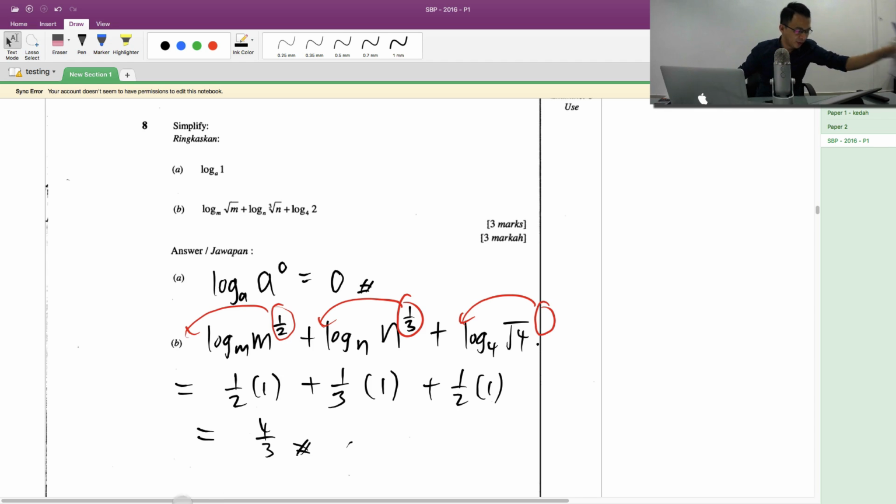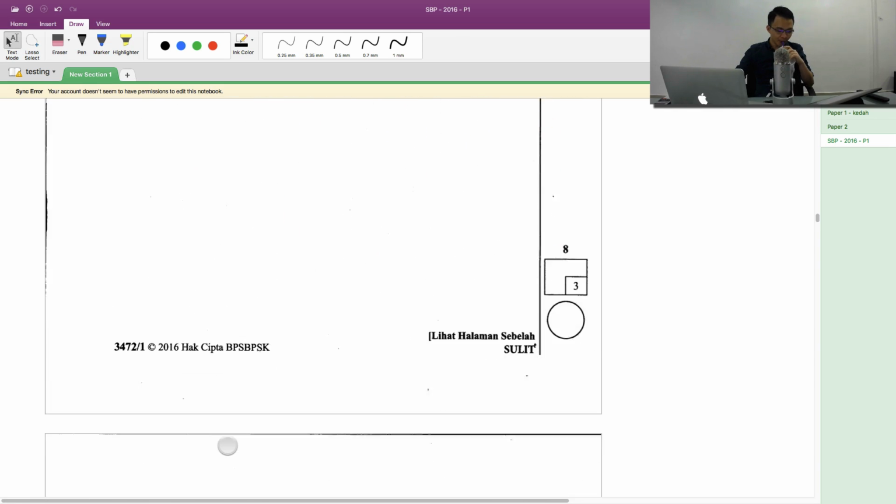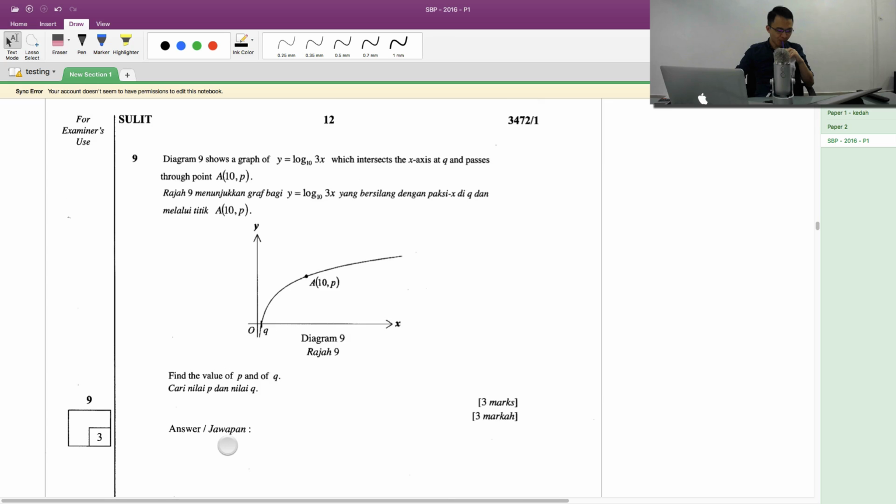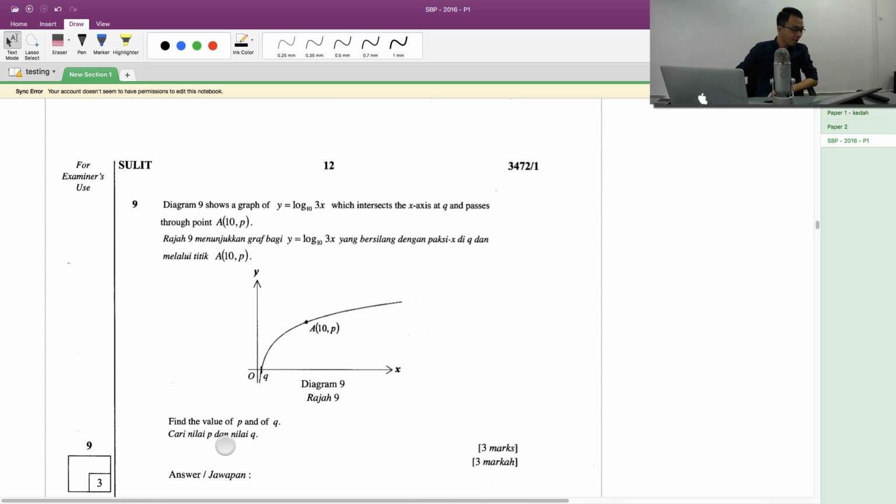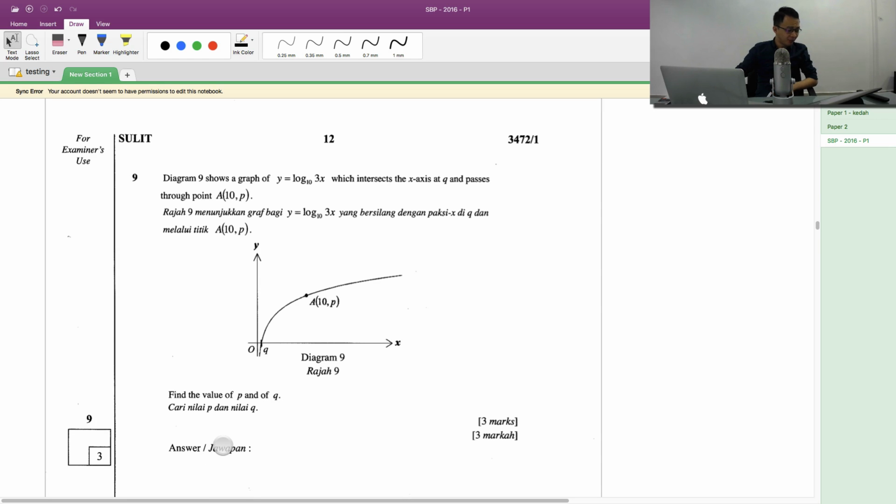Okay, if no problem, we're going to move on to number 9. Number 9 is a linear law question. For this linear law question, y equals to log tan 3x, which intersects the x-axis at q and passes through the point a equal to tan p. Find the value p and q.